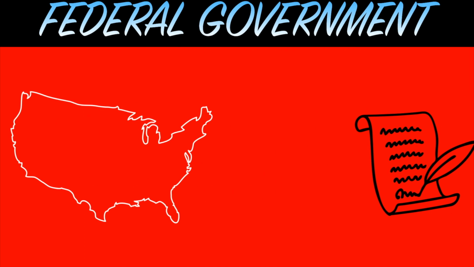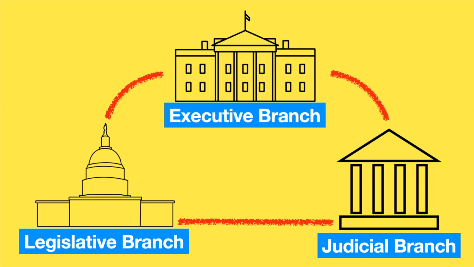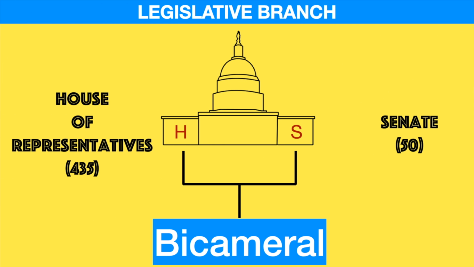In the federal government, there are 3 distinct branches: the executive branch, the legislative branch, and the judicial branch, each with unique powers and responsibilities in order to prevent one from becoming too powerful. The legislative branch has 2 chambers, which means it's bicameral. It has the House of Representatives and the Senate.